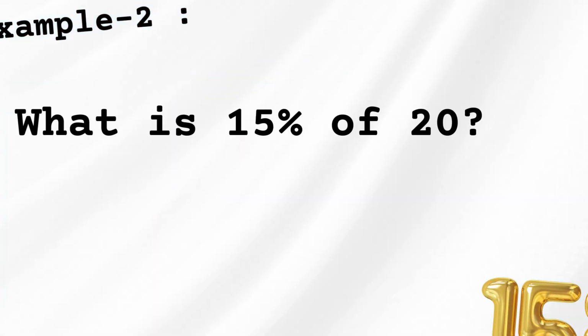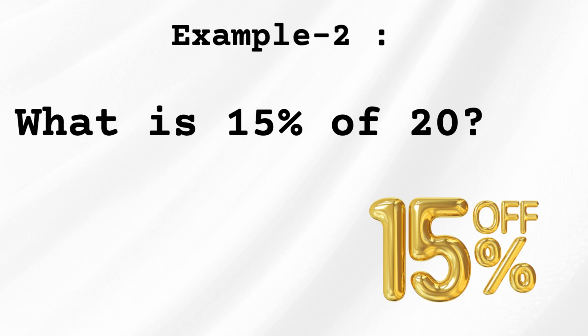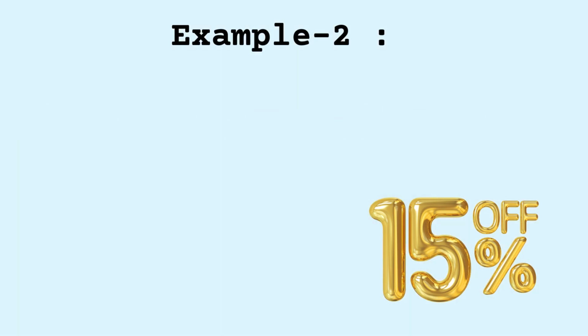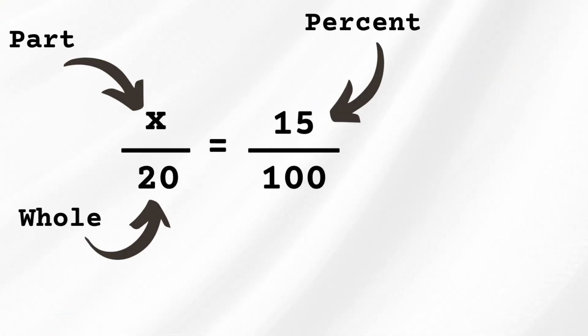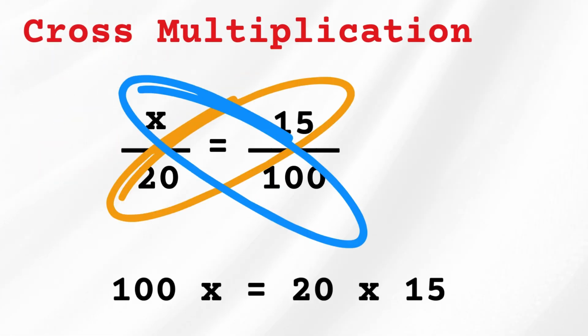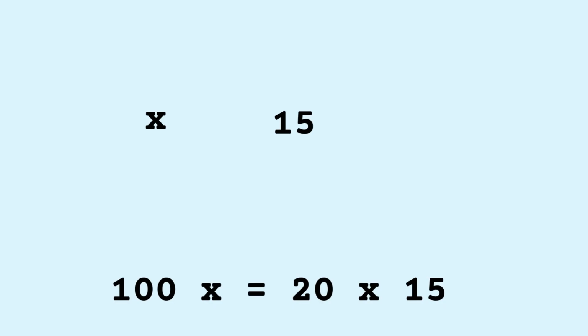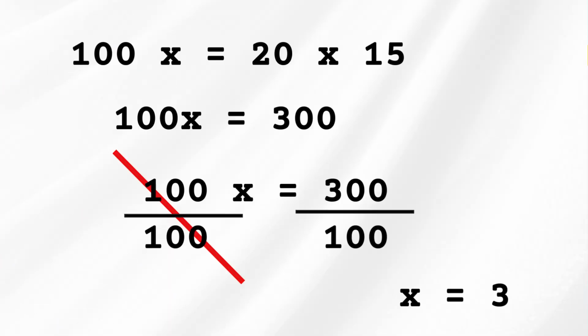Now let's move on to the next question, which is 15% of 20 is how much? First, we want to find the part, which is unknown. And we know the whole is 20 and the percent is 15. To find the part, we can cross multiply. Here we got 100x equals 20 times 15. Here we got 100x equals 300. So divide both sides by 100 and we get x equals 3. So 15% of 20 is 3.